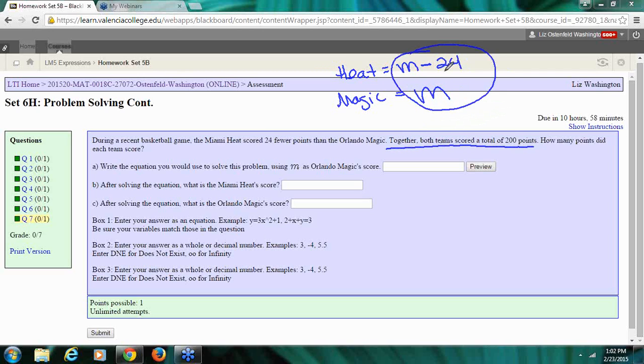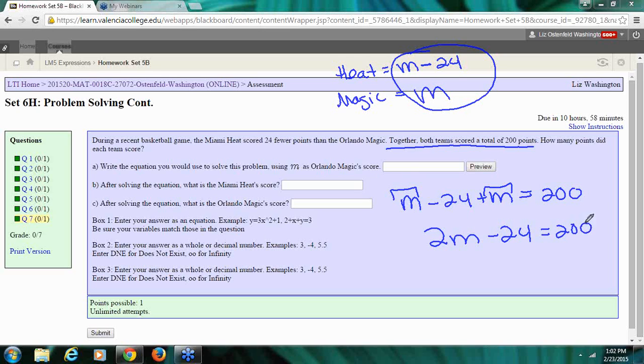So when I add this together, I should get 200. So I got M minus 24 plus M equals 200. Again, once the equation is set up, you simplify the equation before you start solving, by combining like terms, which is 2m minus 24. This would be my equation, 2m minus 24 equals 200. And then I have to solve it.